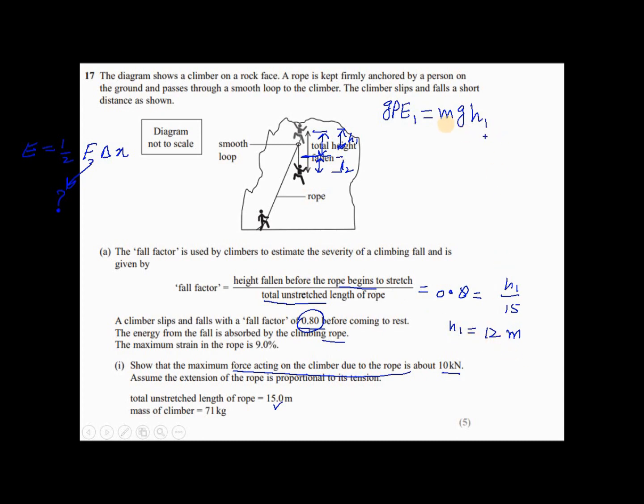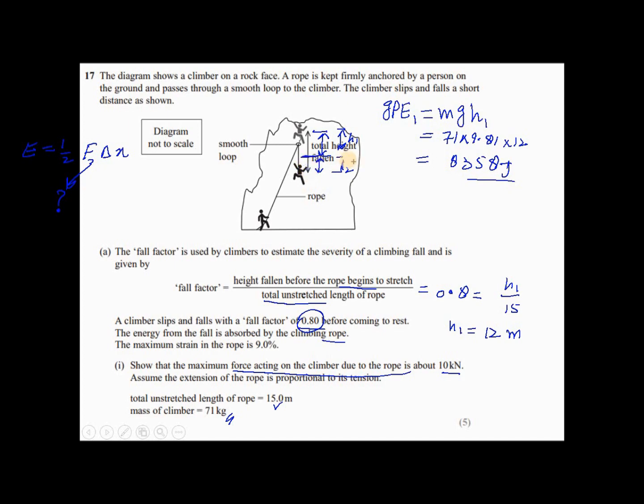We can put 12 meter here, and the mass is 71 kg. g is 9.81, into H1, which is 12. So you have a gravitational potential energy in this interval, which is 8358 joule. So this is the energy.